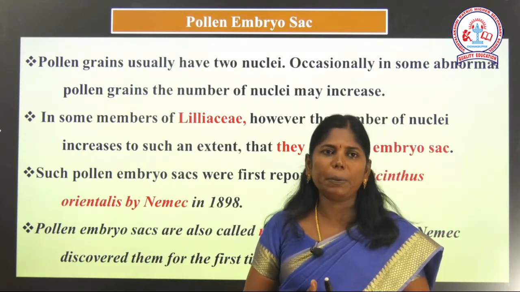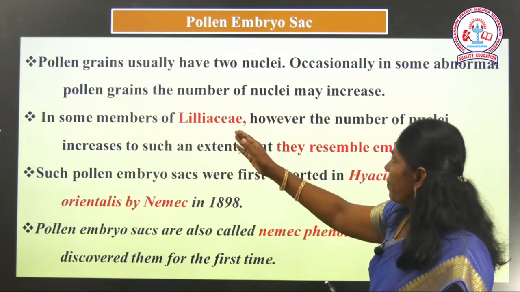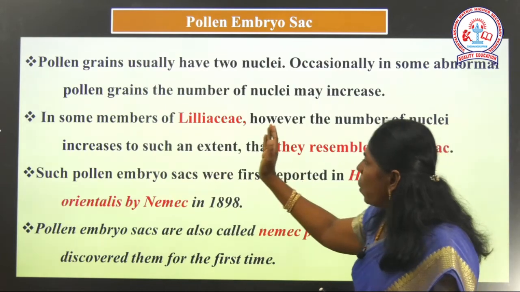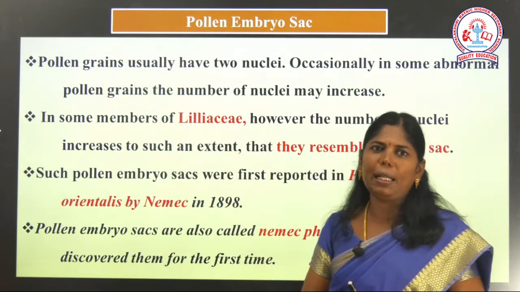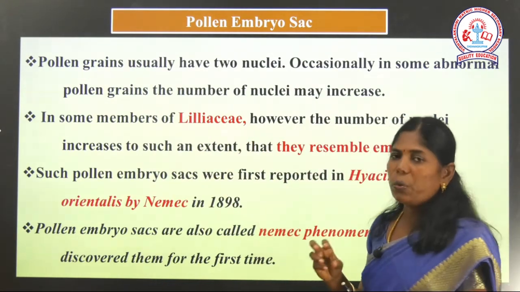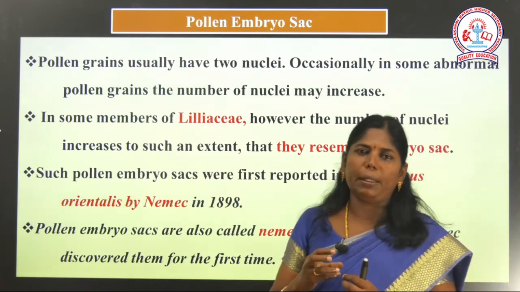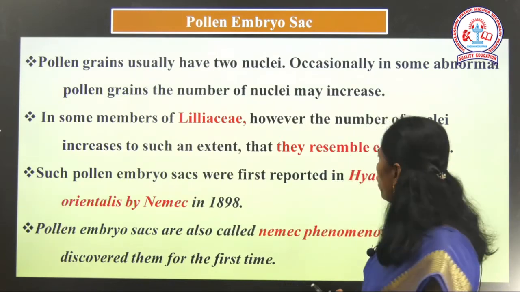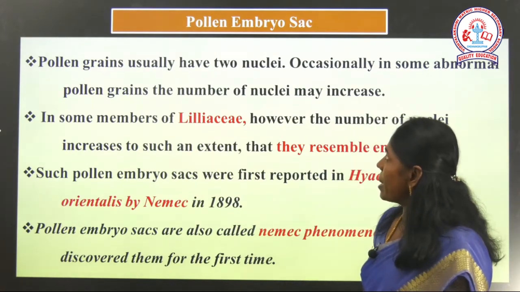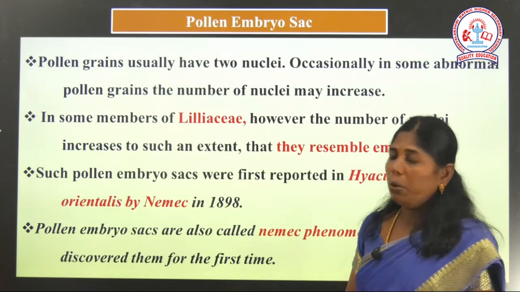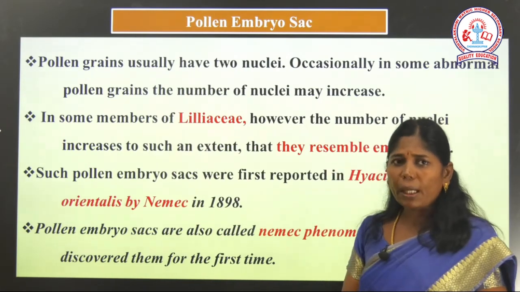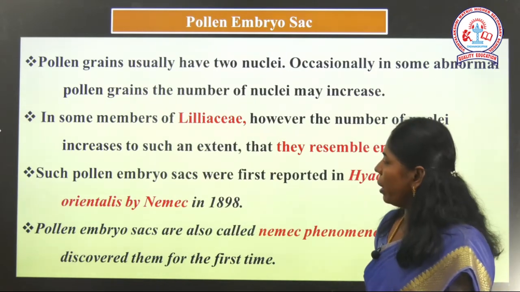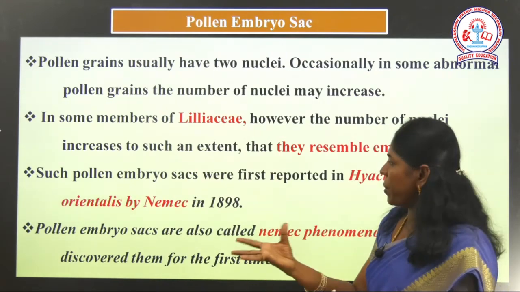We can see this type in some members of the Liliaceae family, resembling the embryo sac. All the Liliaceae, that is, the Allium type means Liliaceae. In the Liliaceae we could see a number of nuclei, an enormous number of nuclei that looks like the embryo sac. So that is known as a pollen embryo sac. There is a very important piece of information for you. Just think about it: pollen is male, embryo sac is female, so how do we say pollen embryo sac?